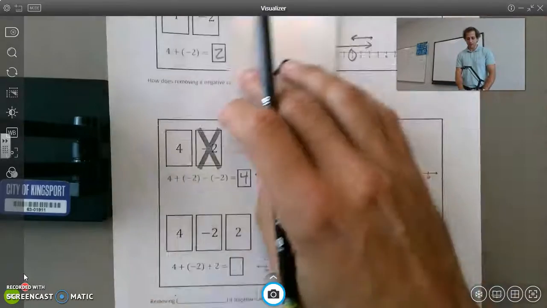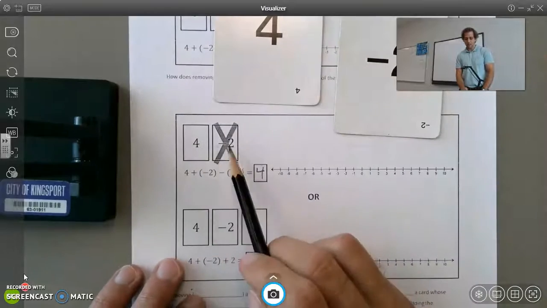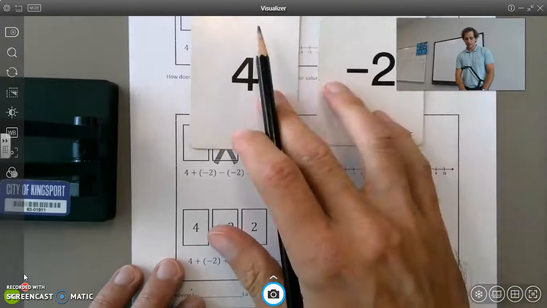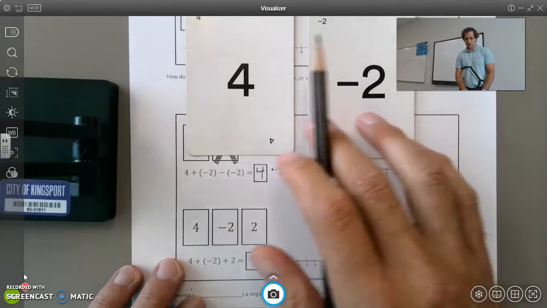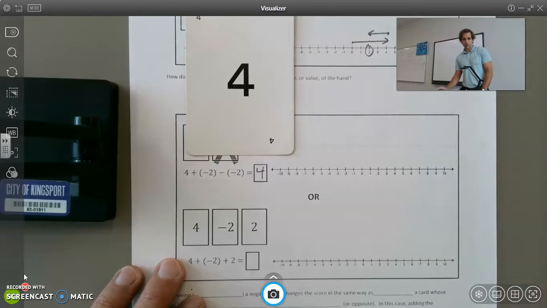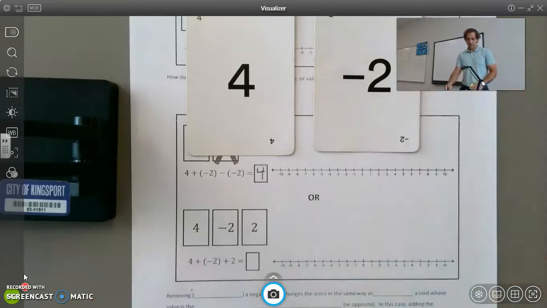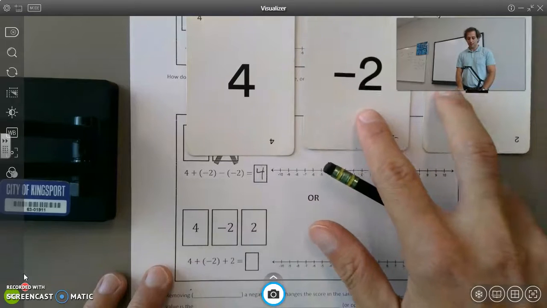Let's show you that in another way. I have 4 plus negative 2. I said if I subtracted a negative 2, I would be left with 4. That would be the same as adding a positive 2.